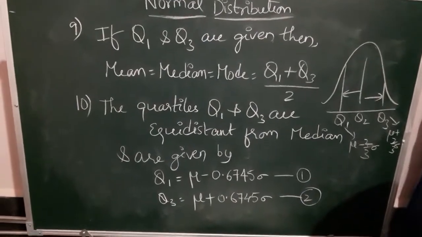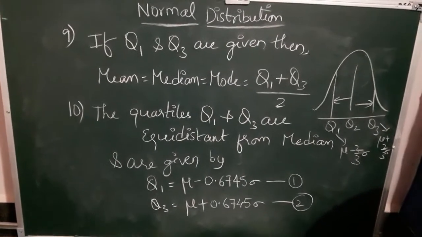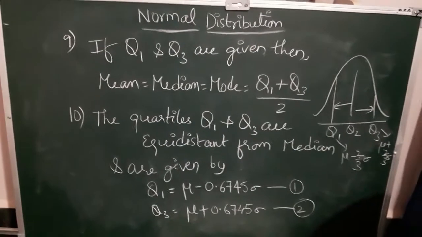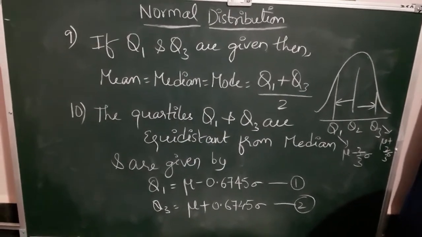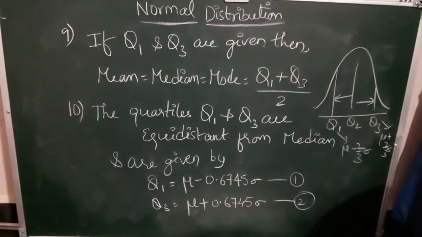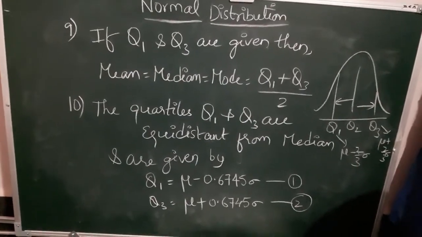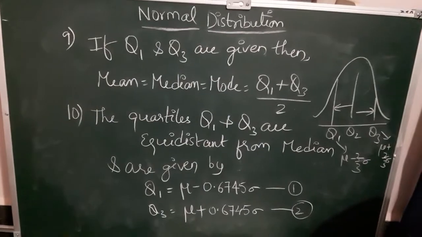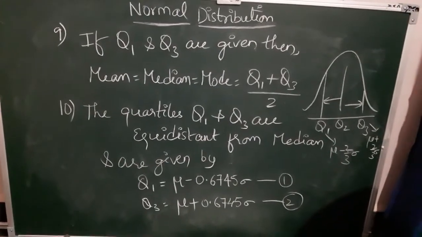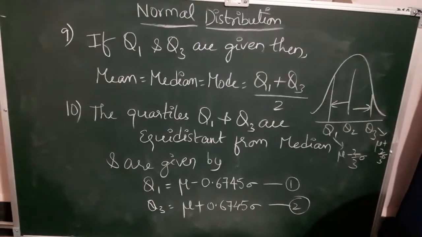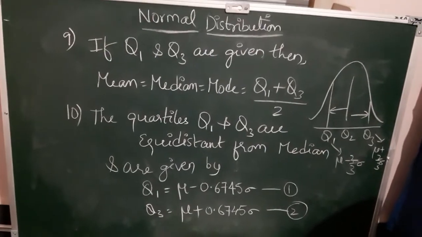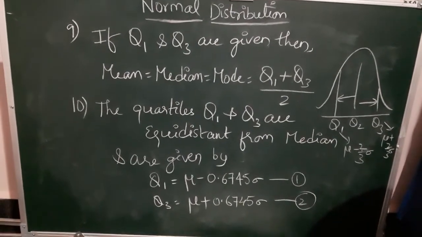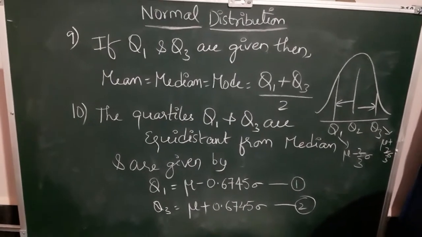So what are the formulas? Q1 is mu minus 2 by 3 sigma, and Q3 is mu plus 2 by 3 sigma. So these are the two properties, continuing from property number 8. By this, I have given a total of 10 properties. I think you are maintaining the notes. Clear? So, a total of 10 properties.